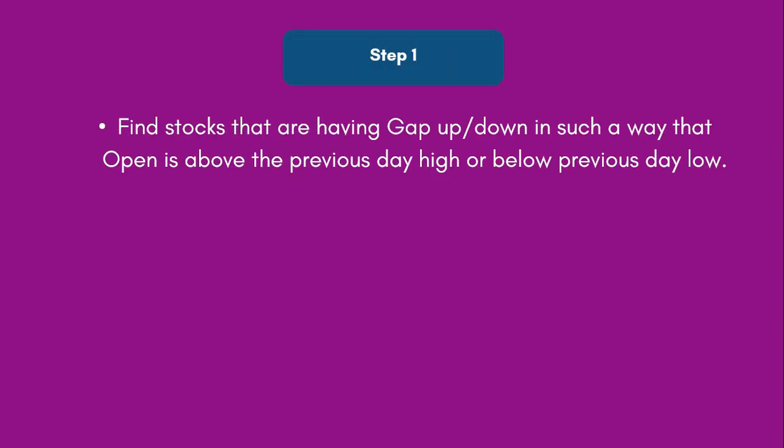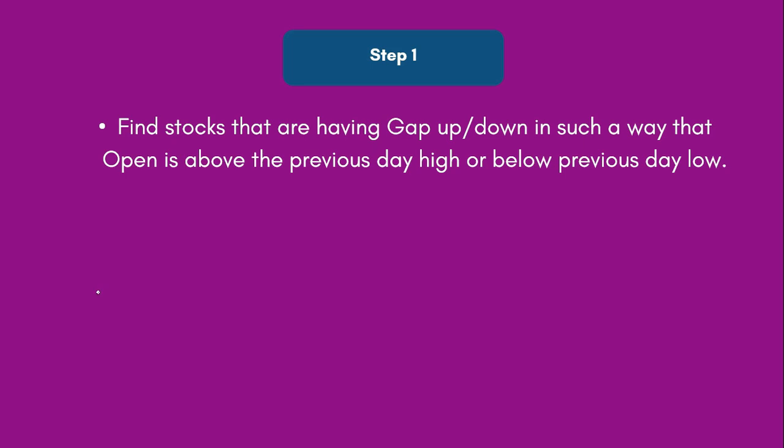So how does the concept work? Let us talk about it step by step. Step 1, as said, find the stocks that are having gap up or gap down in such a way that open is above the previous day high or below the previous day low. Yes, we will not catch all the gap up and gap down stocks. We'll find such stocks that are having gap up or gap down such that they are above the previous day's high or below the previous day low.